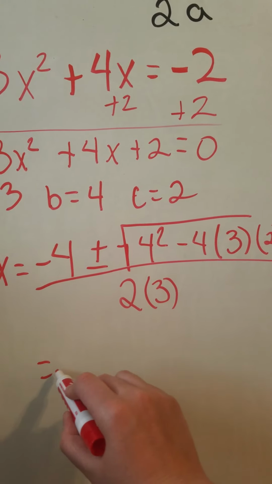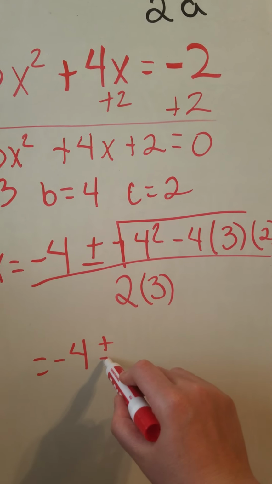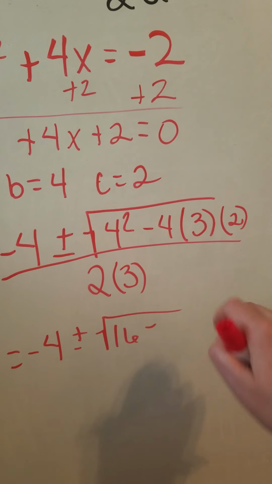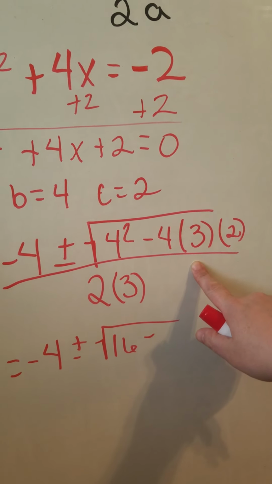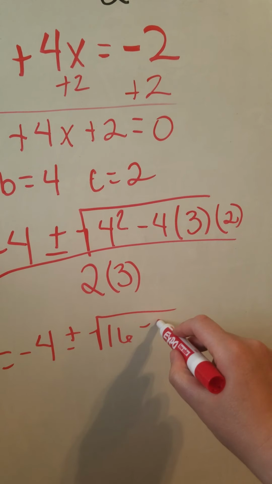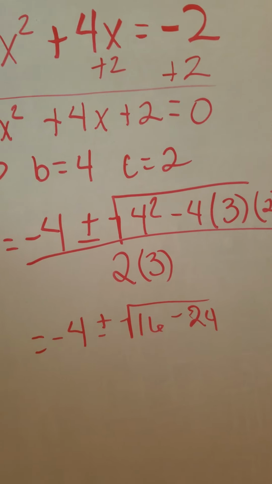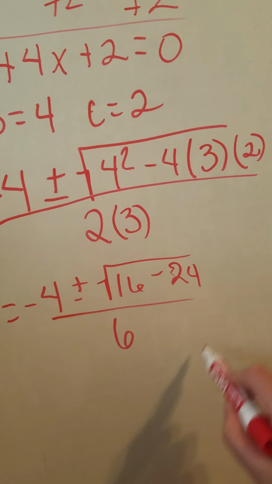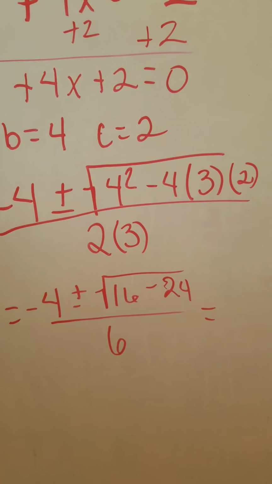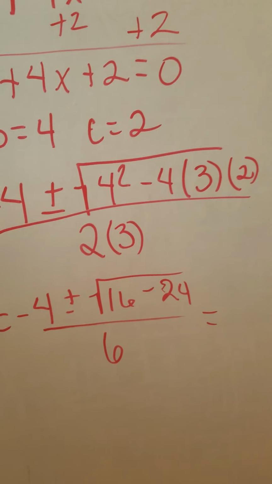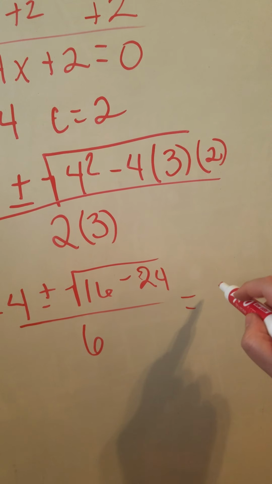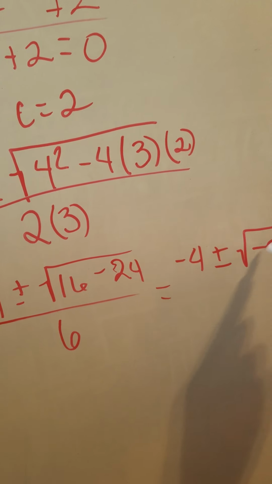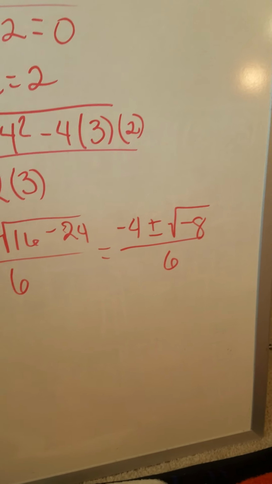So, after this, I'm going to go ahead and start simplifying. I still got negative 4 plus minus the square root of 4 squared, which is 16, minus 4 times 3, which is 12, 12 times 2, which is 24. Now I have 2 times 3, which is 6. And let's finish simplifying this. 16 minus 24, that right there is going to be negative 8. So I got negative 4 plus minus the square root of negative 8 over 6.